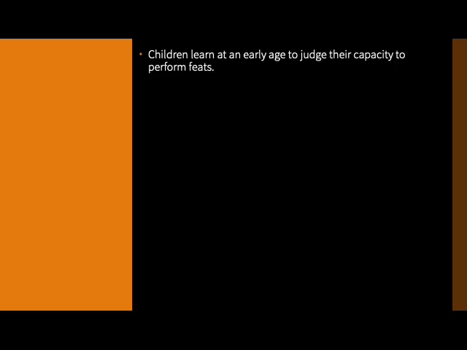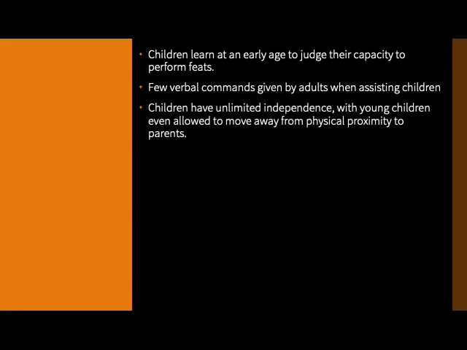So when we are working with our First Nations people, we have some general ideas. However, again, it's not like everyone's poured into a mold and going to behave and act in exactly the same way. So we will have sometimes children learn at an early age to judge their own capacity. That we will sometimes place the idea that children are not being disciplined. It's not that they're not being disciplined, they're being taught and encouraged in different ways. They have lots of independence. Young children are allowed to move away from the physical proximity to the parents.